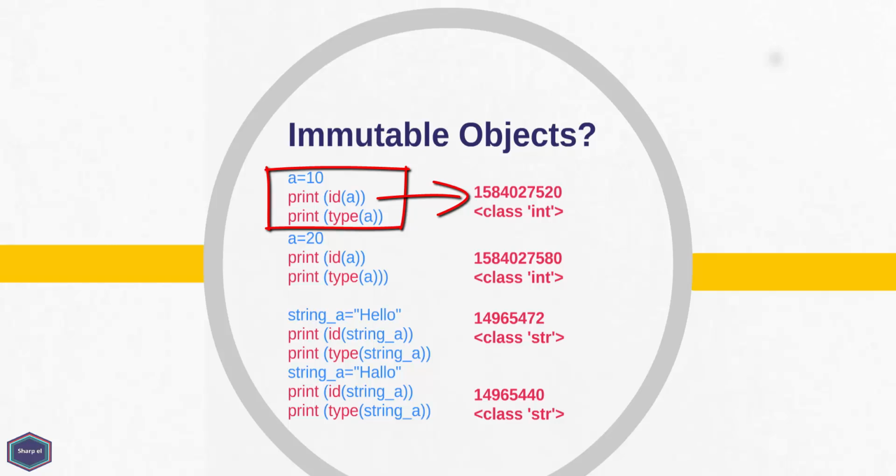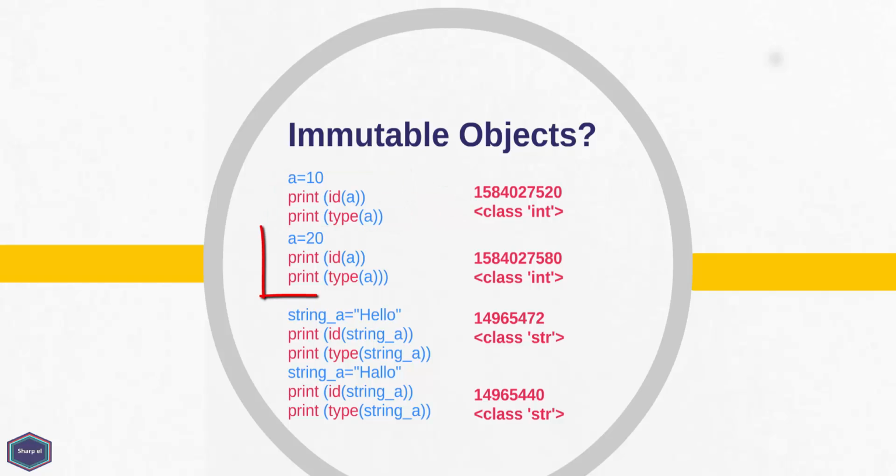The real meaning of ID is implementation dependent. In CPython, it returns the memory address of the object. So in our case, because mostly we use CPython, the id function returns the memory address of the object, whereas the type function returns the class of the object.